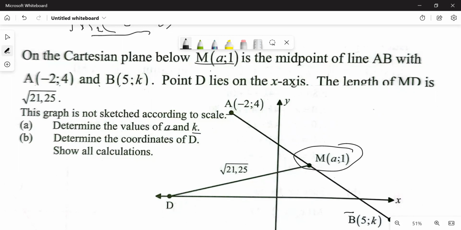The first question says, tell us what A is and what K is. Now we check what K and A are. A, there it is, and K, it's here. So how do we get A and K? We're going to use the midpoint formula.